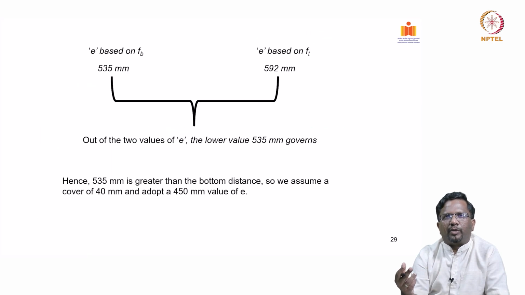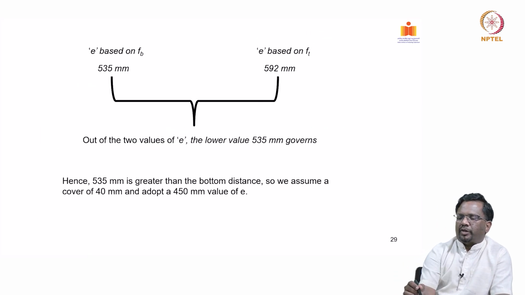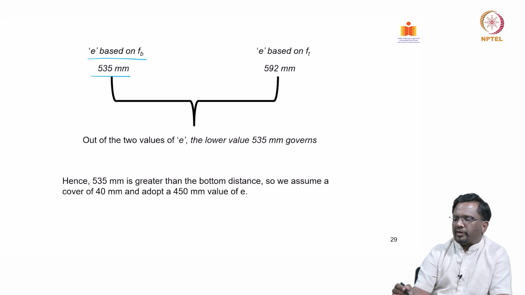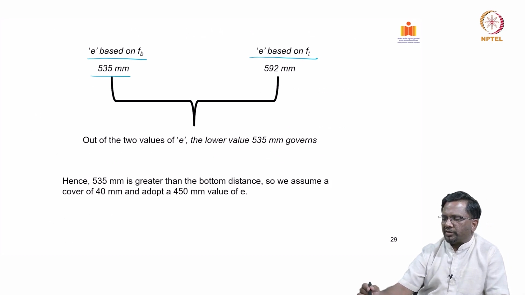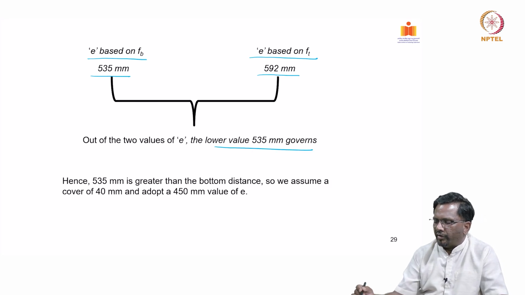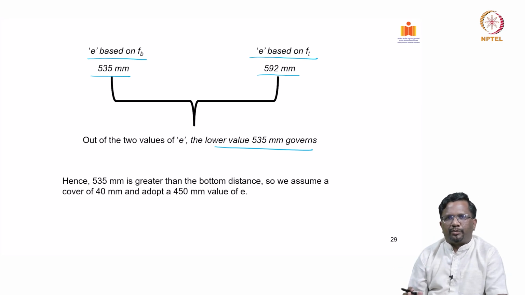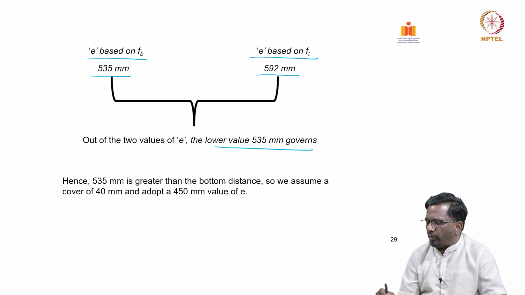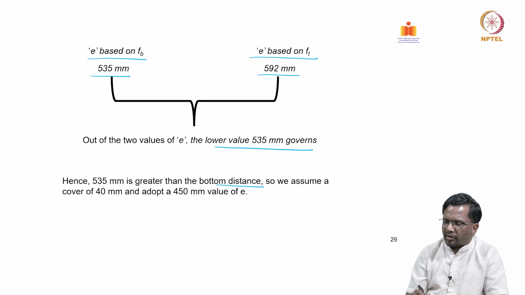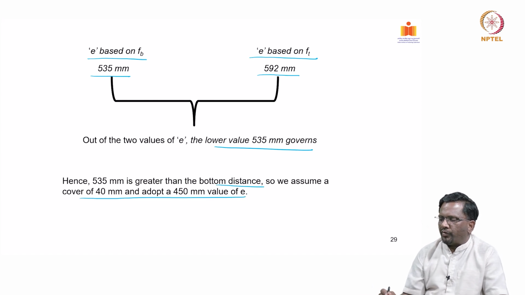Because we are talking about maximum eccentricity, based on the stress at the bottom we get 535, and based on the stress at the top, 4 megapascal, I get 592. Of these two values, you have to choose the lower value of 535, then only for both conditions the stress limits will be satisfied. Because 535 mm is greater than the bottom distance, so we assume a cover of 40 mm and adopt a 450 mm value.